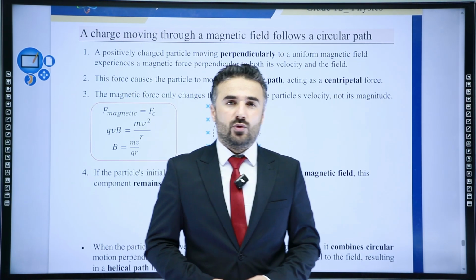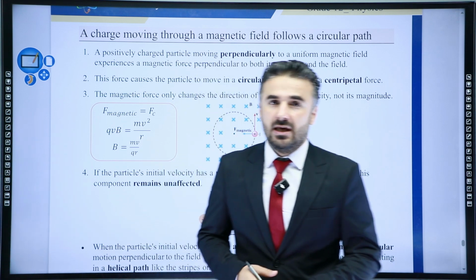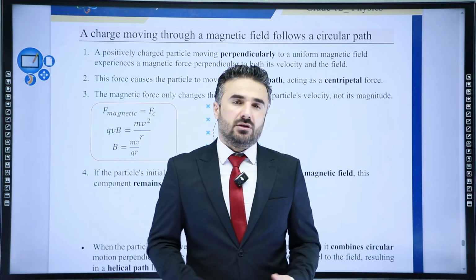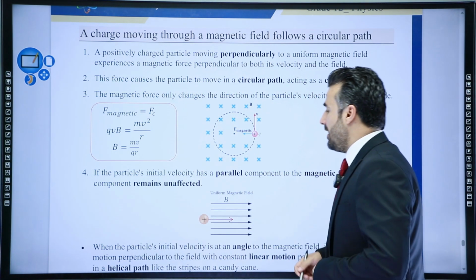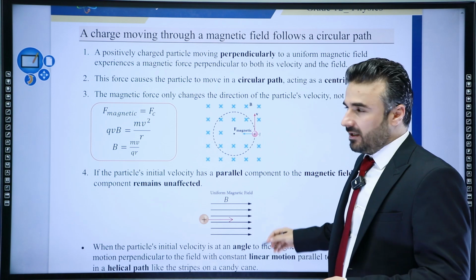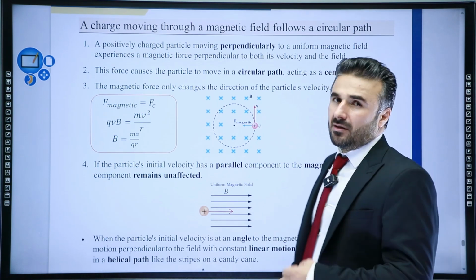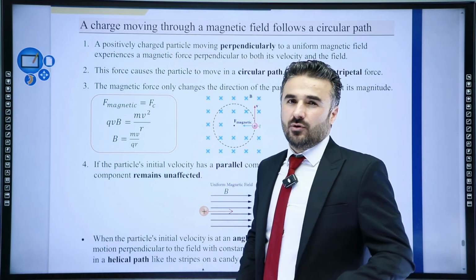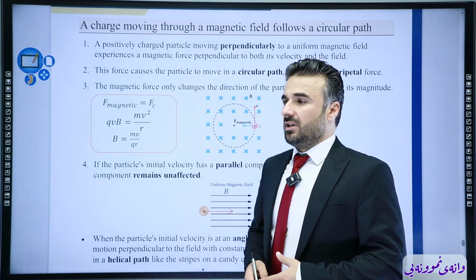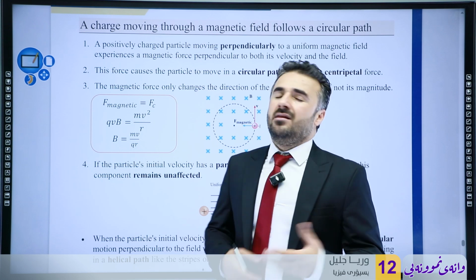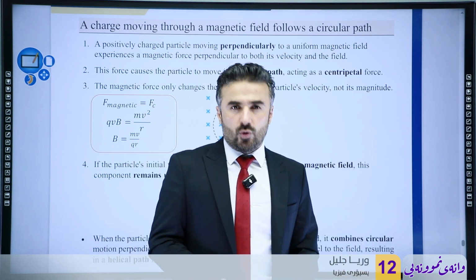In the previous video lesson, we talked about what will happen to a charged particle moving into a magnetic field, let's say at an angle. We said that if it goes perpendicularly into a magnetic field, it will move in a circle. But if it goes parallel into a magnetic field, it will experience no magnetic force, and in this case, it will continue moving horizontally.